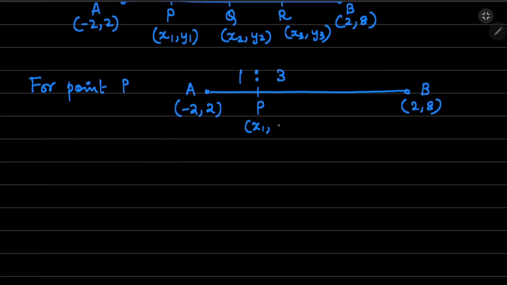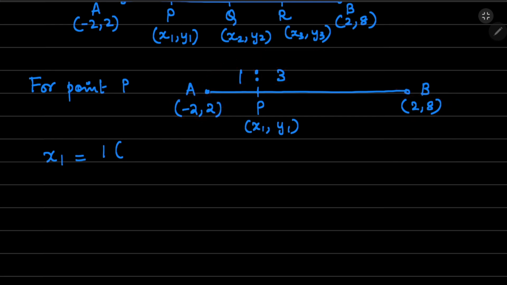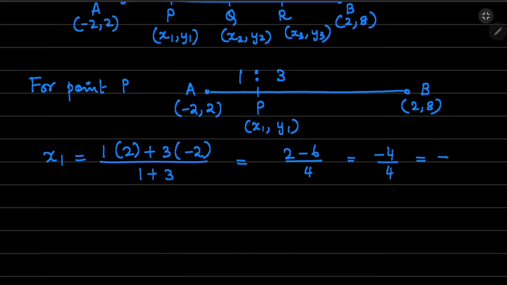Let the coordinates of point P be (x1, y1). So what is x1 equal to? Suppose this ratio is m is to n. This is (x1, y1). This is (x2, y2). So m into x2 plus n into x1 divided by m plus n, right? Using the section formula. So 1 into 2 plus 3 into minus 2 divided by 1 plus 3. So this is equal to (2 minus 6) by 4, which is nothing but minus 4 by 4, which is equal to minus 1.